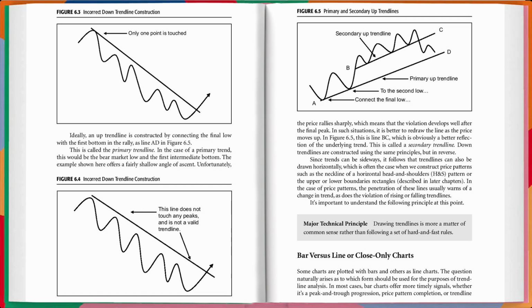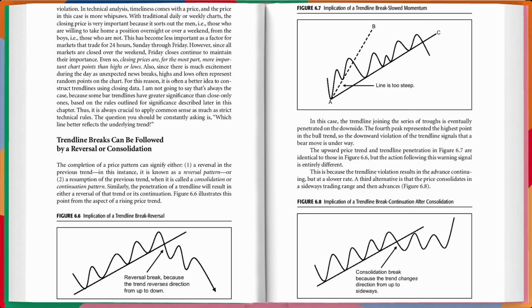In most cases, bar charts offer more timely signals, whether it's a peak and trough progression, price pattern completion, or trendline violation. In technical analysis, timeliness comes with a price, and the price in this case is more whipsaws. With traditional daily or weekly charts, the closing price is very important because it sorts out the men, i.e., those who are willing to take home a position overnight or over a weekend, from the boys, i.e., those who are not. This has become less important as a factor for markets that trade for 24 hours, Sunday through Friday. However, since all markets are closed over the weekend, Friday closes continue to maintain their importance.